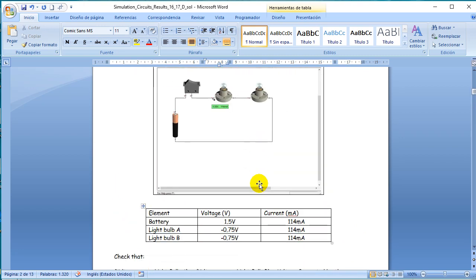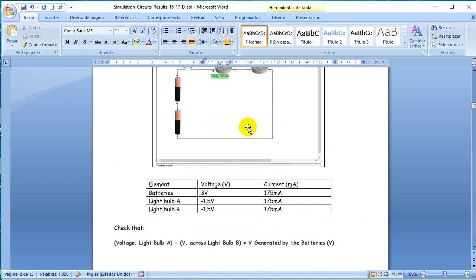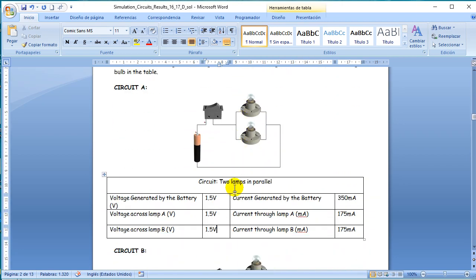With two light bulbs in series, the current was much lower, and the voltage that these light bulbs were subjected to was lower, because the voltage was divided between these light bulbs. In this case, the voltage is not divided. We apply the same voltage to every light bulb.